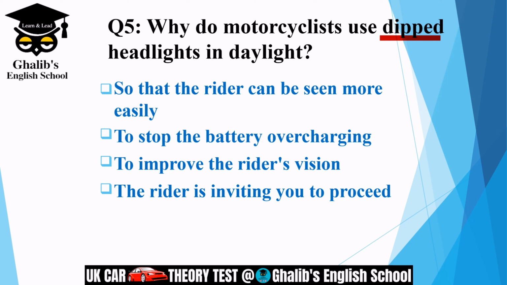Question 5. Why do motorcyclists use dipped headlights in daylight? So it's daytime, and why are they using dipped headlights? So that the rider can be seen more easily, to stop the battery overcharging, to improve the rider's vision, the rider is inviting you to proceed. So the correct option is so that the rider can be seen more easily. So if visibility is slightly poor, motorcyclists, they use dipped headlights.